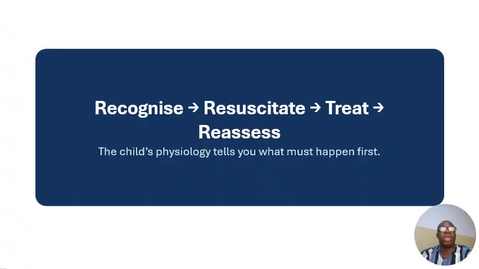Now return to the sequence with which we began. Recognize the child is unstable, resuscitate physiologic threats in ABCD order, give definitive treatment, including the correct weight-based dose. The key message is that the child's physiology tells you what must happen first. The disease label guides definitive treatment. But airway obstruction, respiratory failure, shock, hypoglycemia, and prolonged convulsion demand immediate action.